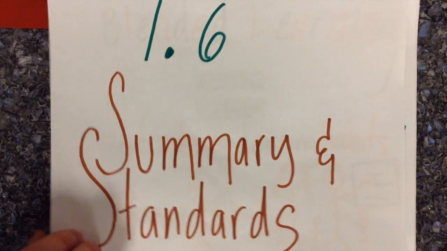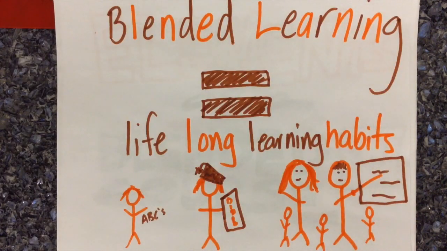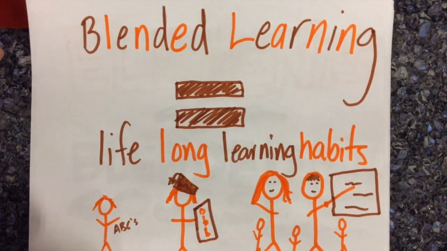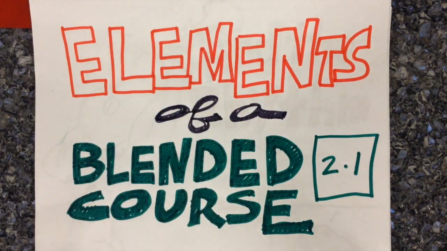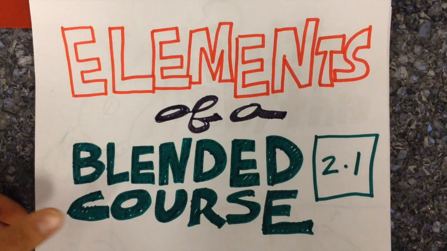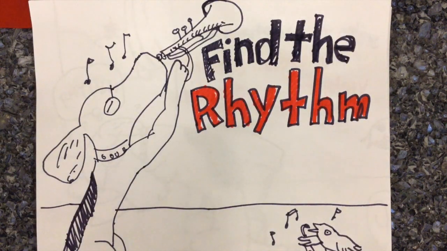Section 1.6, Summary and Standards. Blended learning equals lifelong learning habits. Elements of a blended course. There is no single best model for blended courses. It should support the desired learning outcomes.